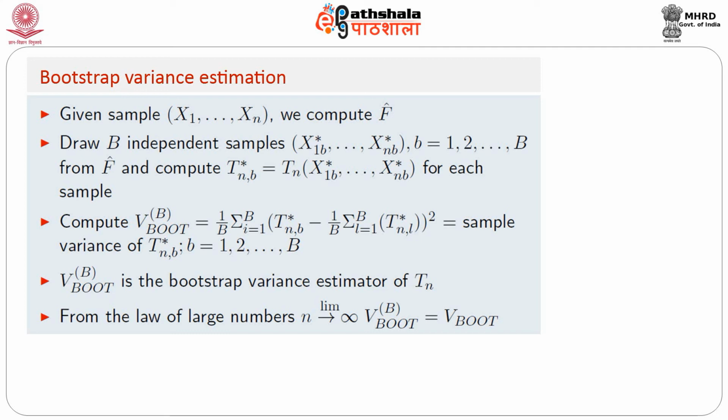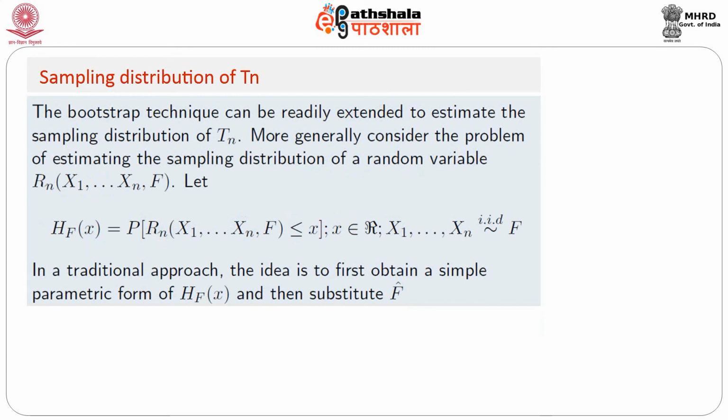So, V boot B is the bootstrap estimator of the variance of Tn, and it can be seen from the law of large numbers that, as B tends to infinity, V boot based on B samples tends to V boot. Now, we extend this idea of bootstrapping to estimation of the sampling distribution of Tn. It is not obvious how to estimate the entire sampling distribution of Tn by jackknife, because jackknife is based on n out of those 2 to the n minus 1 non-empty subsets. But the bootstrap can be readily used to estimate the entire sampling distribution.